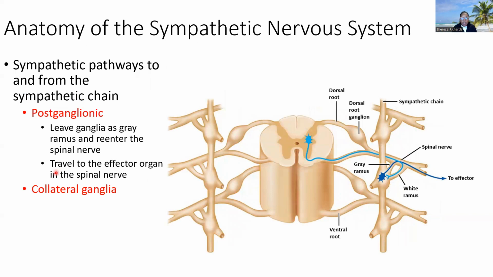Okay, so again, just reiterating, the postganglionic neuron will leave the ganglia as a gray ramus fiber. It will re-enter the spinal nerve here, and then it's going to travel in the spinal nerve all the way out to its effector organ. And then we also have the other options being the collateral ganglia as well.